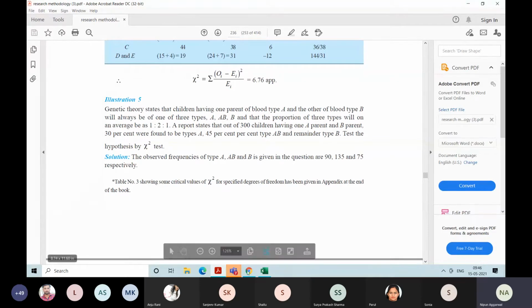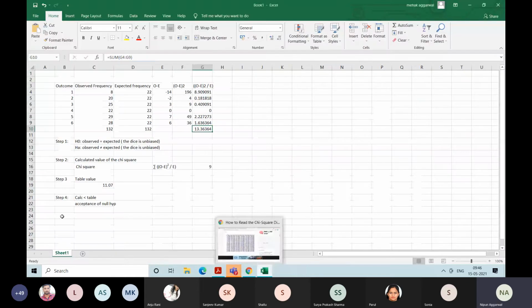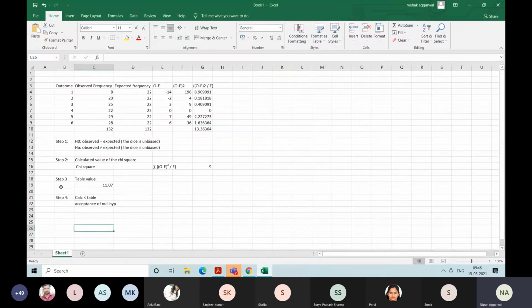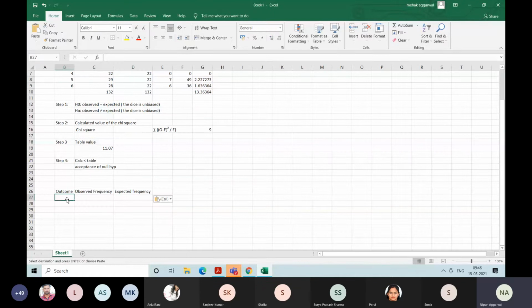So let's do this particular question now. Here our outcomes are three: A, AB and B. There can be only these three outcome sets. So it can be the A group, the AB group or the B group.